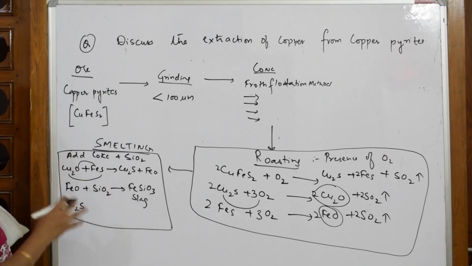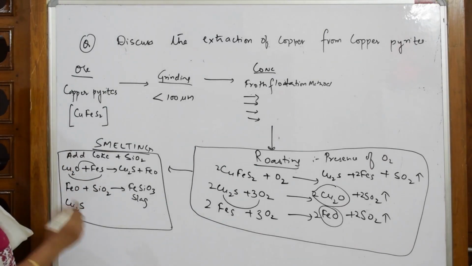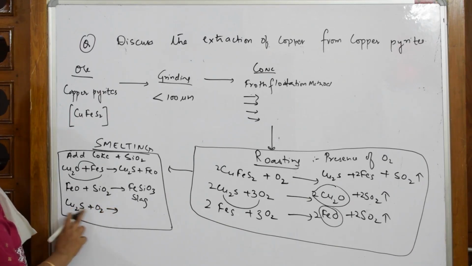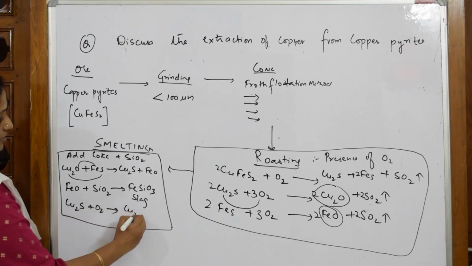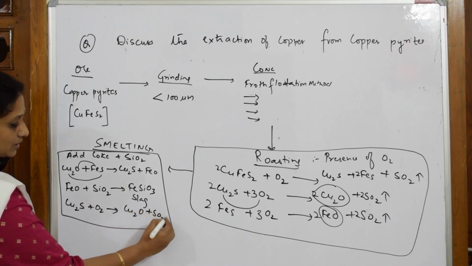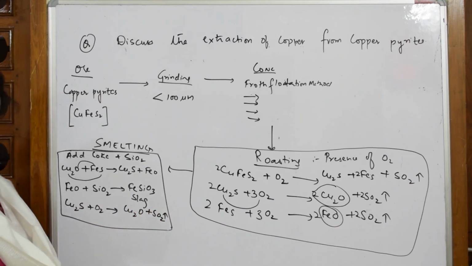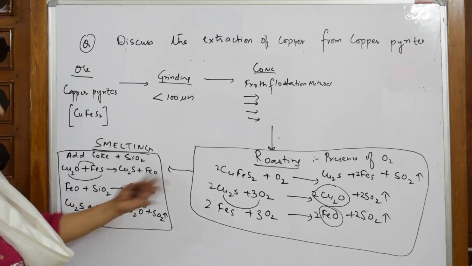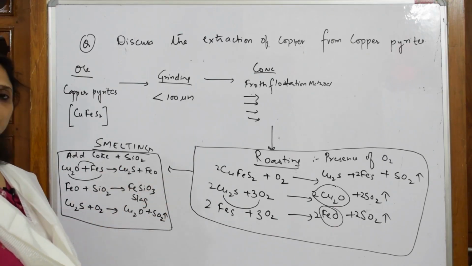Further, when you are sending a blast of oxygen to this, just observe, this again gets converted to Cu2O, and whatever leftover sulfur dioxide is there comes out as vapors. So again we'll come back and do the Bessemerization process.